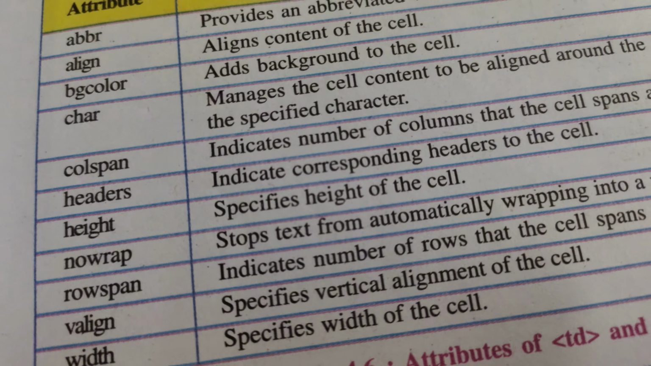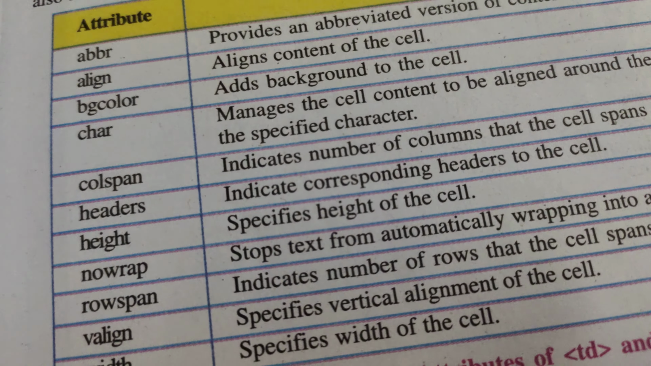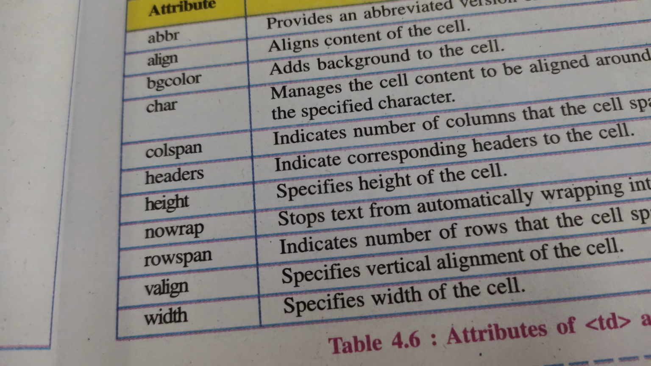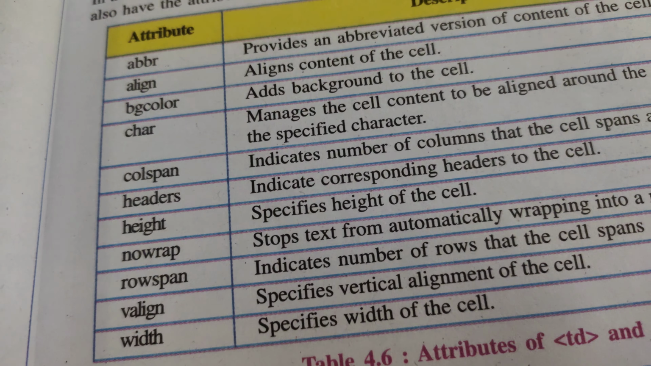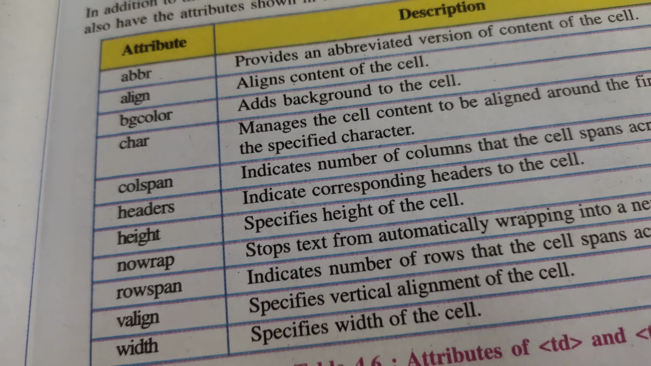Rowspan indicates the number of rows that the cell spans across. Valign is the vertical alignment of the cell. Width specifies the width of the cell.